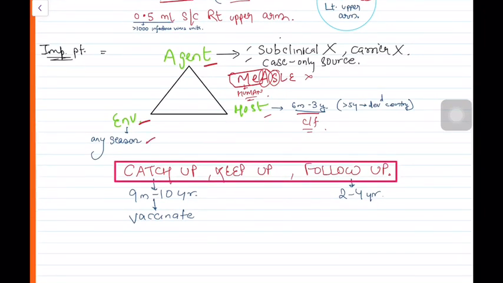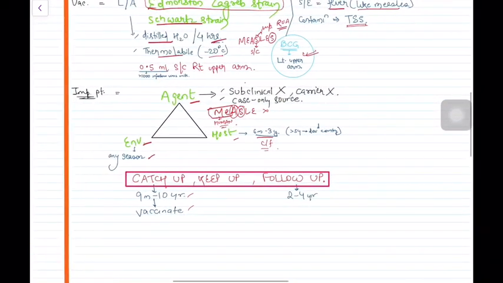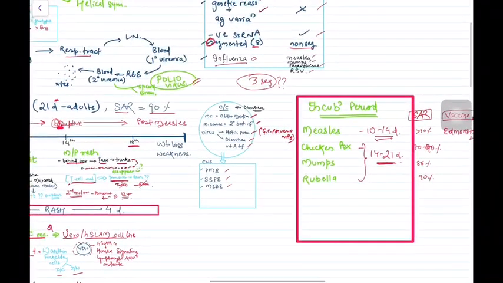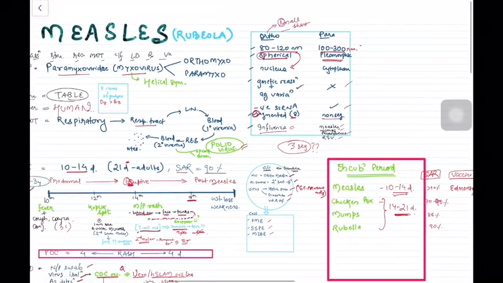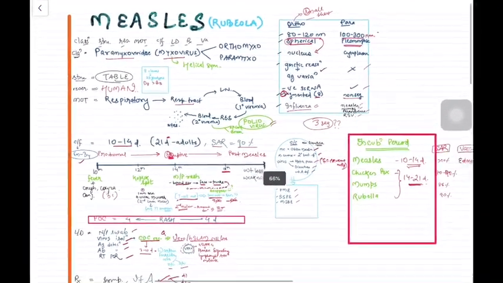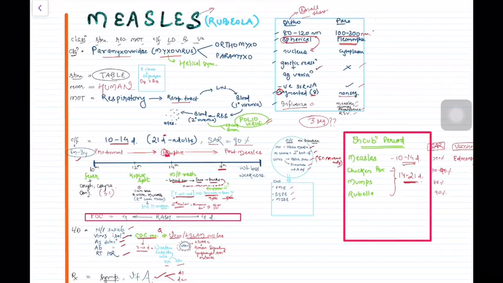The program you do for measles is catch up, keep up, follow up. In catch up, you take all the children between 9 months to 10 years and vaccinate them. Then in follow up, every 2 to 4 years you follow up to see their status. So yes, I guess that's it. And this measles, because the rashes appear on the 4th day, we also call this the 4th disease.